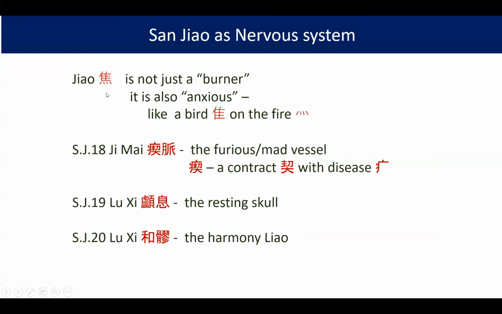So at the bottom, when it says Triple Warmer 20, it should say Triple Warmer 22. And the name, you see, I just copied the point from above. The name is He Liao, the Harmony Liao. So the name on this slide in the pinyin is wrong. It should be He Liao. And the number of the point is Sanjiao 22.